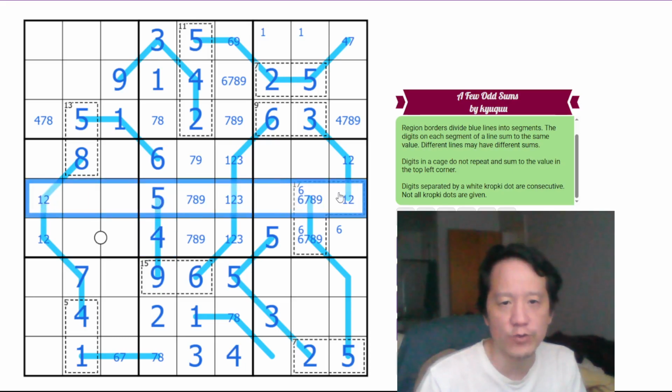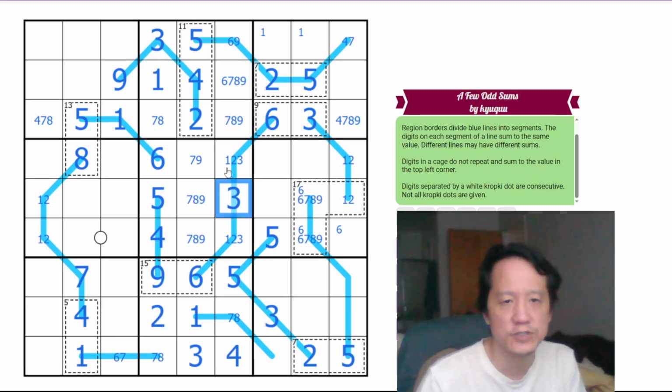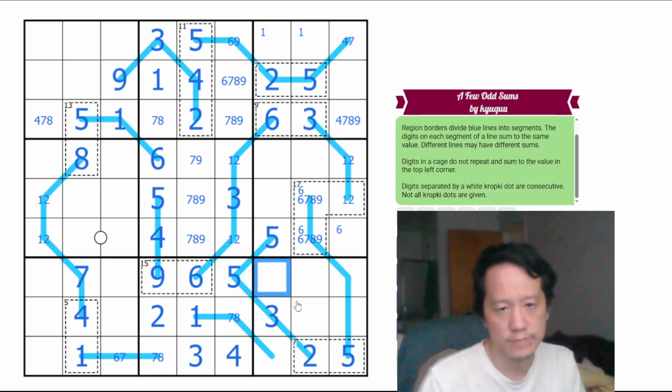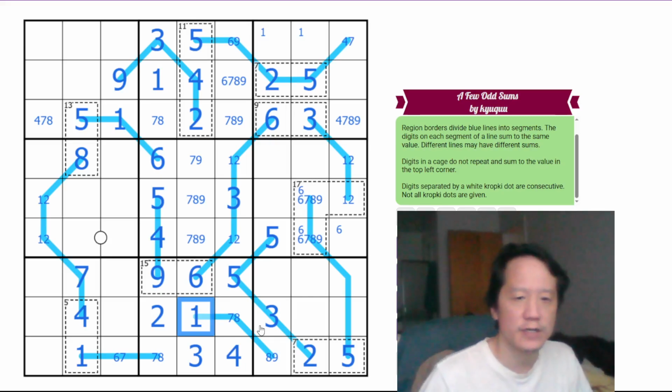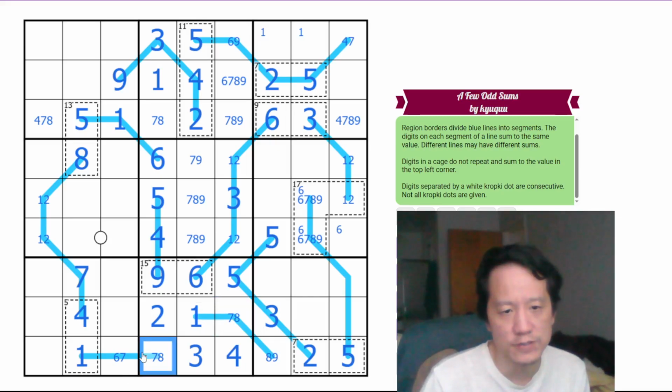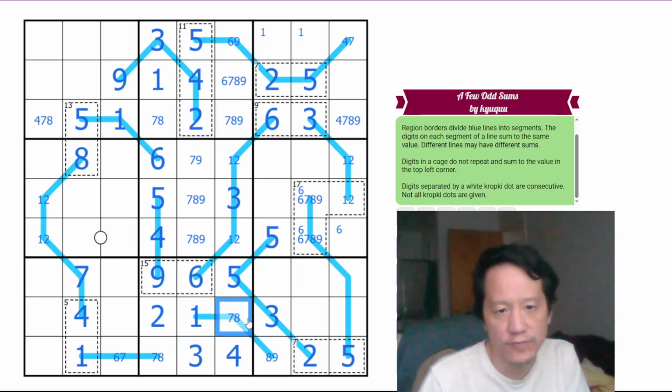In row 5, we have a 1, 2, 1, 2 pair, which eliminates 1 and 2 from the rest of the row. So this is 3. This can't be 3. This can't be 3. This has to be 8 or 9 to add up with 1, 7, and 8. But if this is 1 and 7, that would force this to be 8 and that to be 8, which is not allowed. So this can't be 1 and 7. Therefore, this is 1 and 8, which makes this 9.